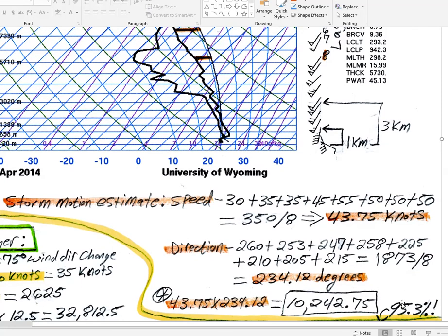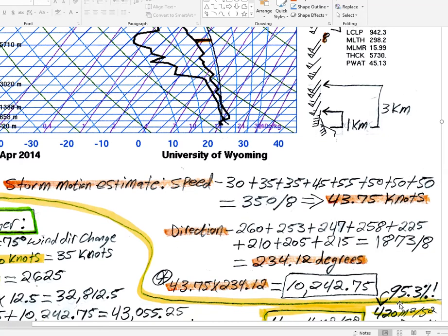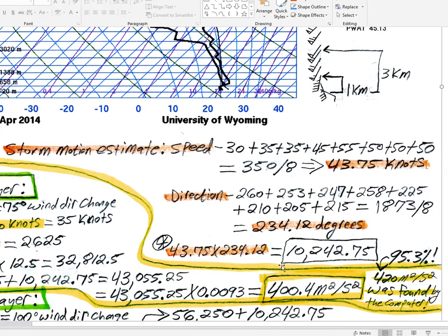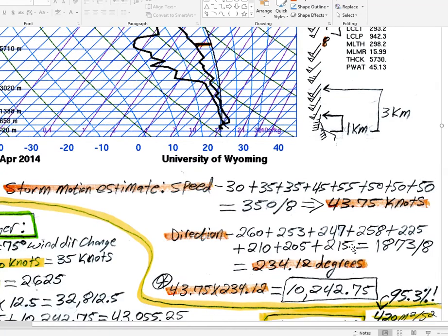234.12 degrees was mine. And so what you'll do then is you'll come down here, you'll take your average storm motion speed, 43.75 knots, that's here, multiplied by your direction, 234.12. Multiply those two numbers together from here and here, you'll get 10,242.75. And your value will obviously be different because you're not using the same case. And then from there, this becomes your storm motion coefficient. Okay, you see how that works? See where we get all these numbers from?